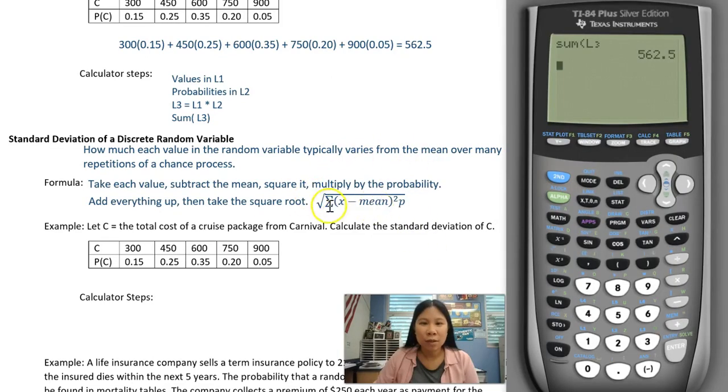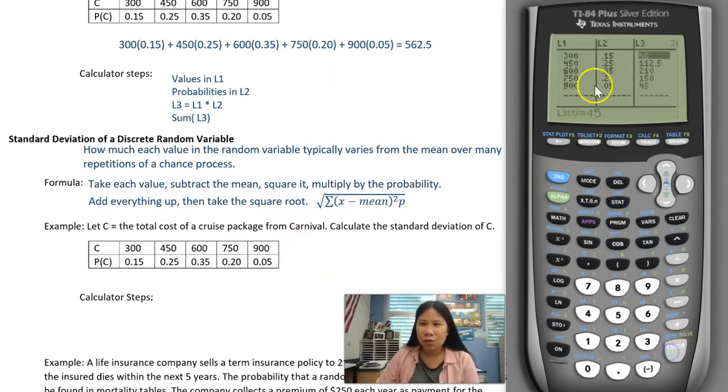All right, so the formula looks like this. Basically, you're going to take each value that you have, subtract it from the mean, which means you have to find the mean first, which is good that we did it in our calculator because it's already there. Then after you subtract, you're going to square it, and then take that number and multiply by the probability. You're going to do that for every single value in your probability distribution, add everything up, and then finally take the square root. So this is more complicated to do without a calculator, so we're going to rely on a calculator for this.